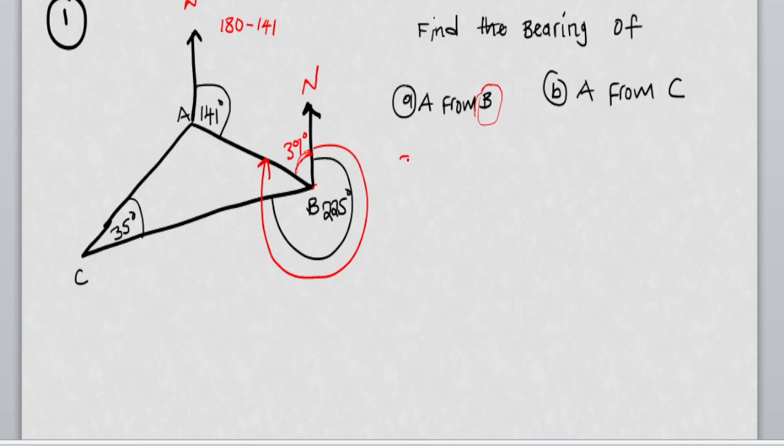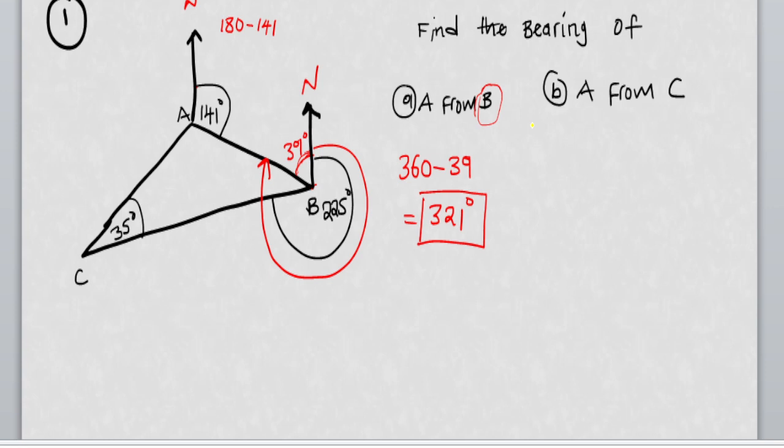Now that we have found 39 degrees here, to find this total angle, I'm going to say 360, because the complete circle is 360, then I subtract the 39 which is there. So 360 subtract 39, we get 321 degrees. So 321 degrees is the three-figure bearing for answer A. Okay, so the first one has been dealt with. We go to part B.